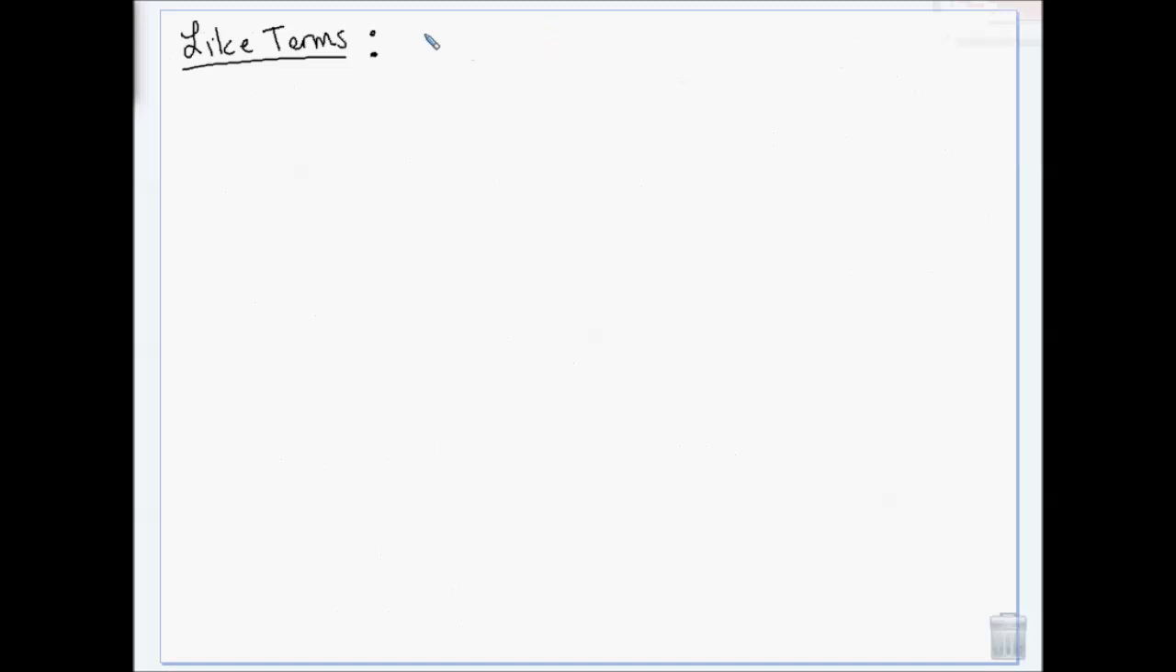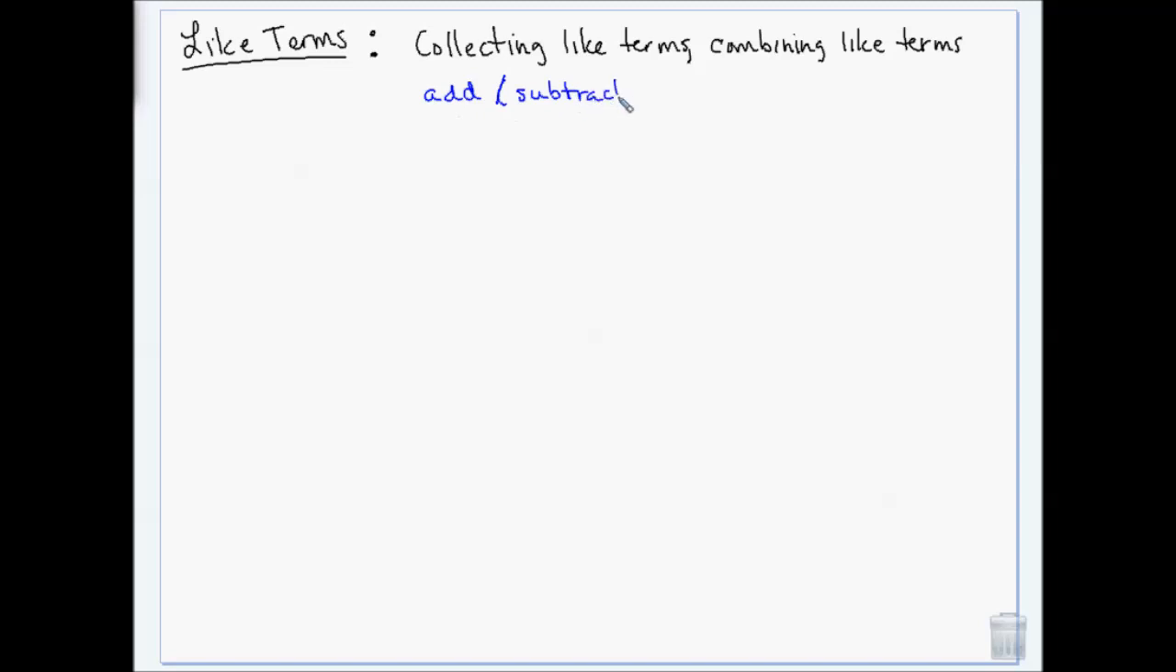You'll hear collecting like terms or combining like terms. And basically these mean the same thing. We're going to add, and I'm going to put in parentheses or subtract, the matching terms.